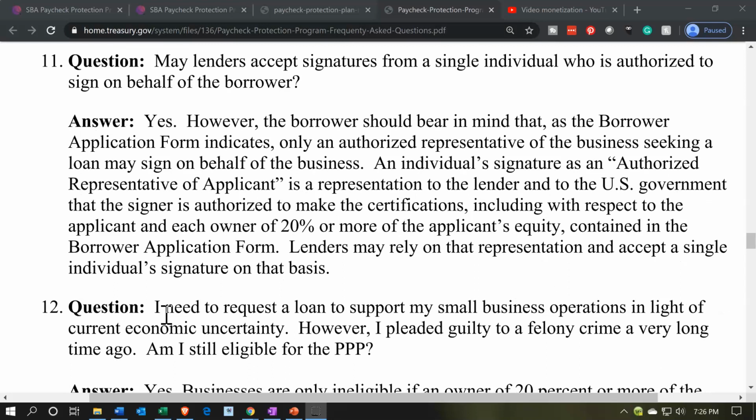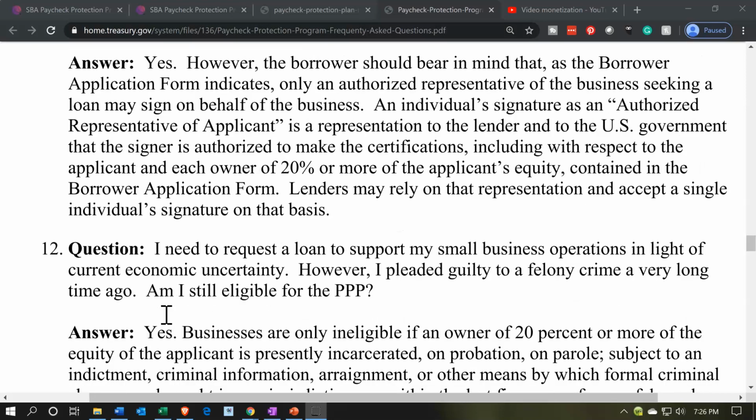So obviously, if you're a business, you want to make sure that you have the loan application being signed by someone who can act as an agent of the business, and you want to have the verifications that they can act as an agent of the business. And so lenders may rely on that representation and accept a single individual's signature on that basis.